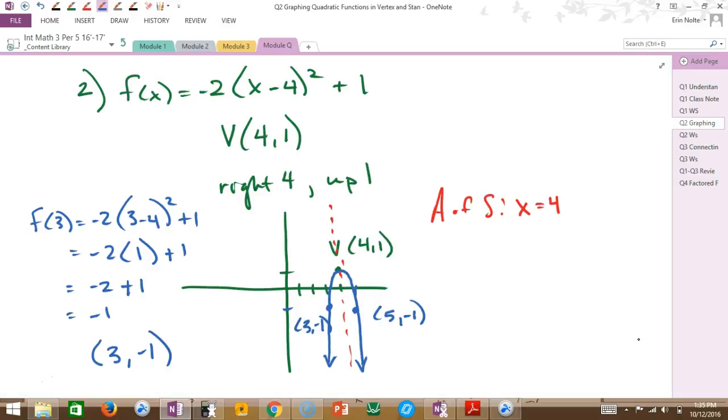Okay, so everybody see that my slope is -2. You see where I get that from? My A. So A is the slope. A is the slope. Okay.